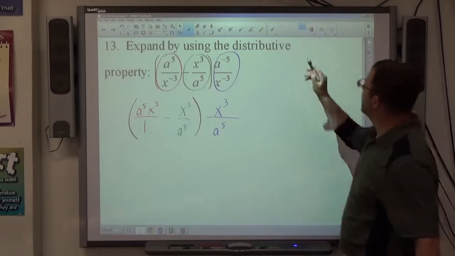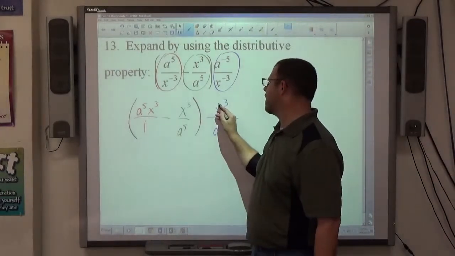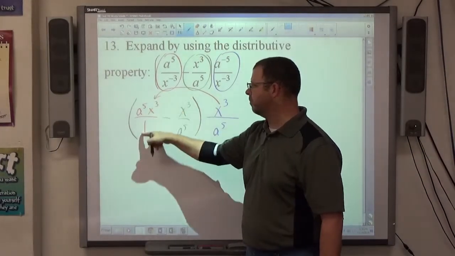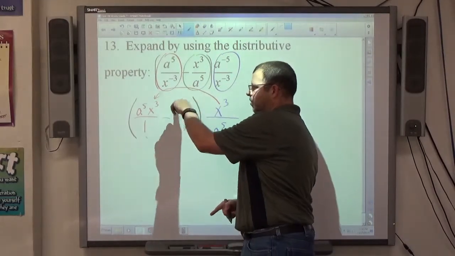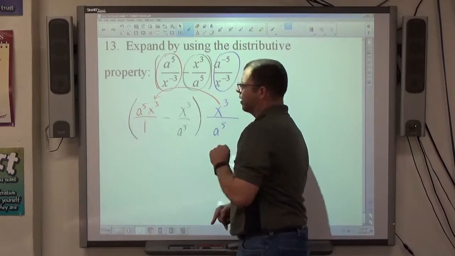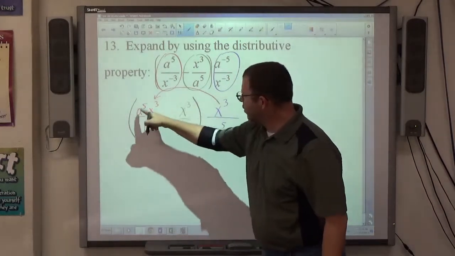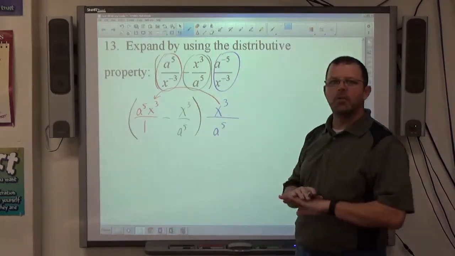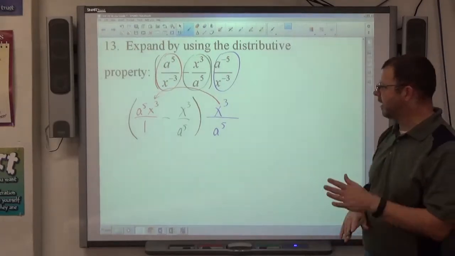Then we distribute. When we distribute, we go from the outside piece to the leftmost piece of the parentheses. I see a lot of you going here first, then there. Always go all the way to the left of the parentheses. The first term in the parentheses is what gets multiplied first. We do top times top, bottom times bottom, and don't even worry about things canceling here. Just get what you get.